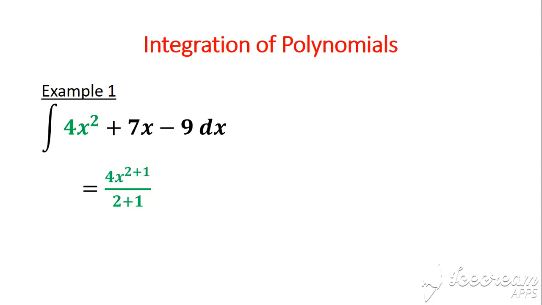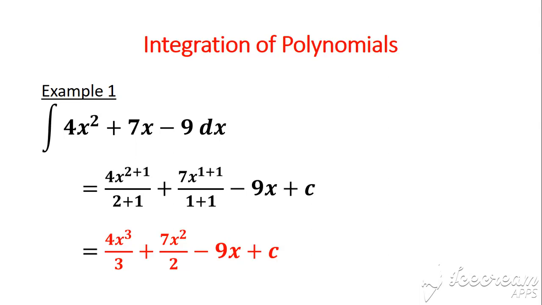All right, so let's start with 4x squared. We're going to add 1 to the power of 2 and divide by the new power of 2 plus 1. The 7x, we're going to add 1 to the power of 1 and divide by the new power of 1 plus 1. The minus 9, we're going to bring the x back, and we're going to plus our constant c. And this will simplify down to 4x cubed over 3 plus 7x squared over 2 minus 9x plus c.